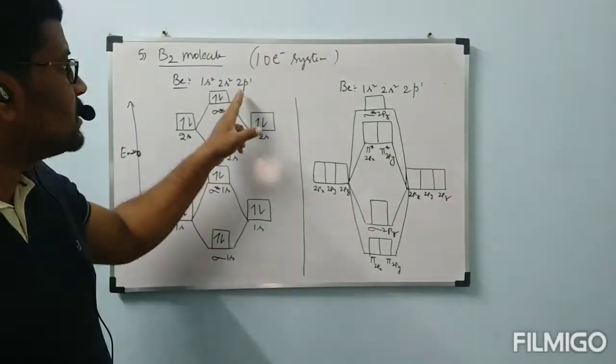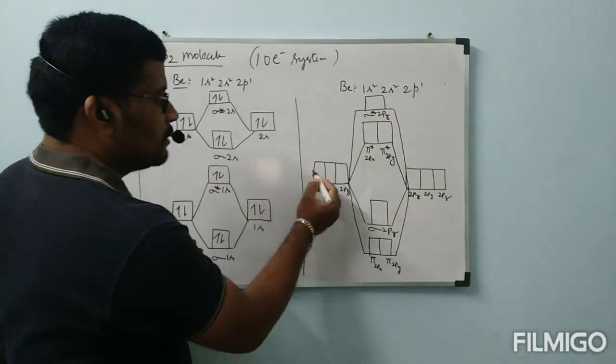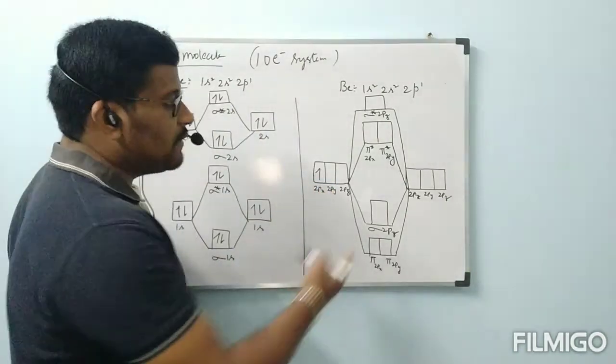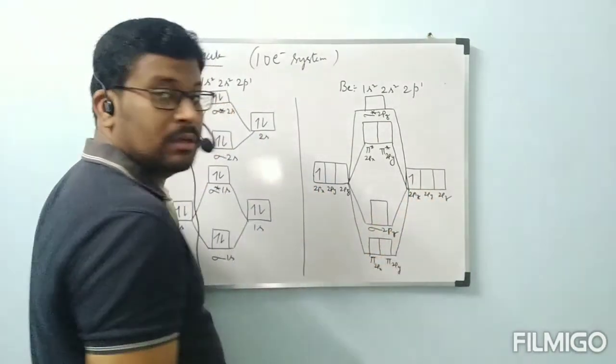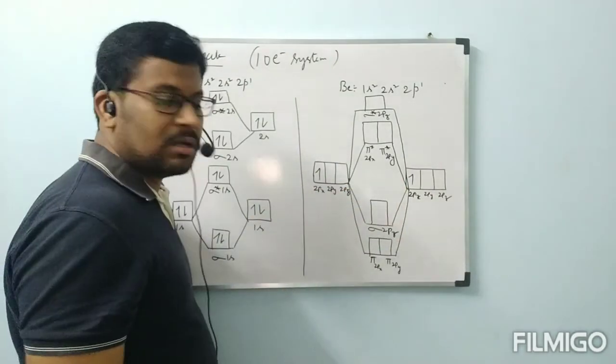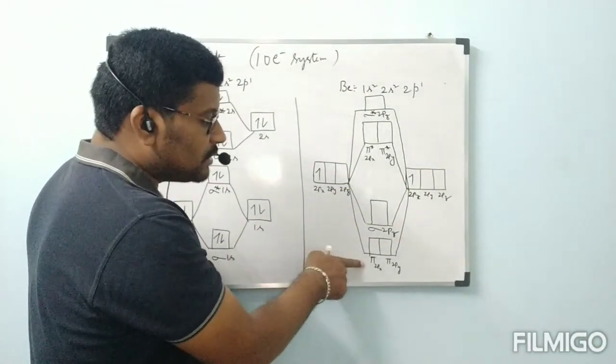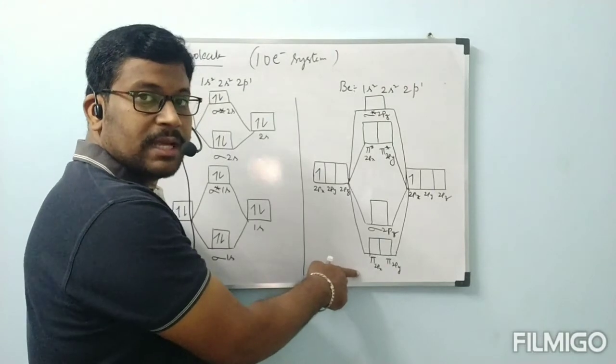Now 2p has how many electrons? 1 electron only. Even here also 1 electron only. Then totally 2 electrons are there. Those 2 electrons must be entering into pi 2px, pi 2py.